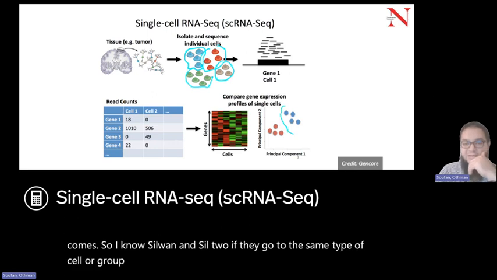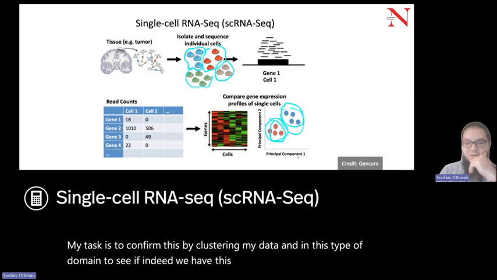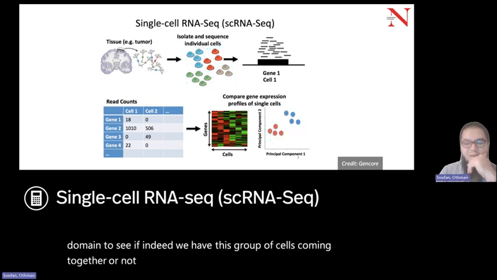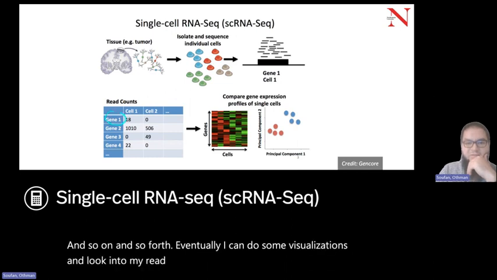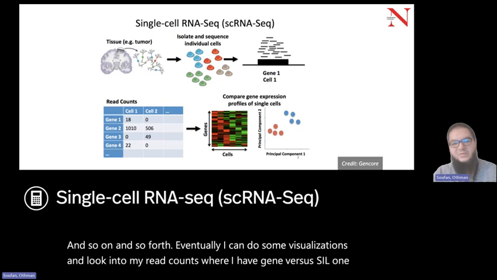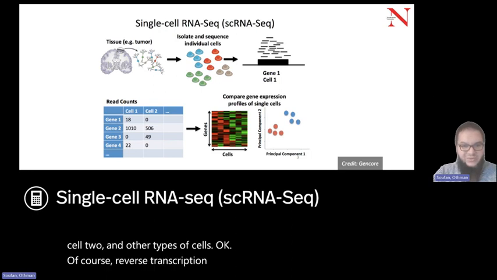Now my task is to confirm this by clustering my data and in this type of domain to see if indeed we have this group of cells coming together or not, and so on and so forth. Eventually, I can do some visualizations and look into my read counts where I have gene versus cell 1, cell 2, and other types of cells. Okay, of course, reverse transcription is part of the process.